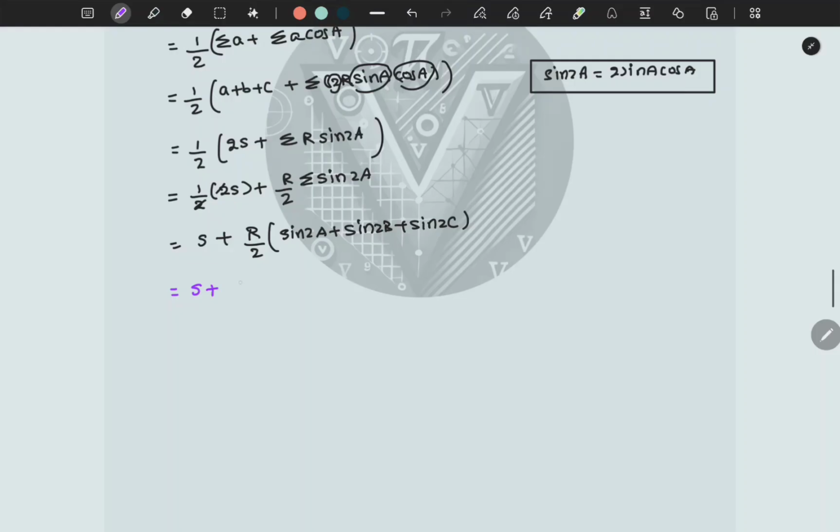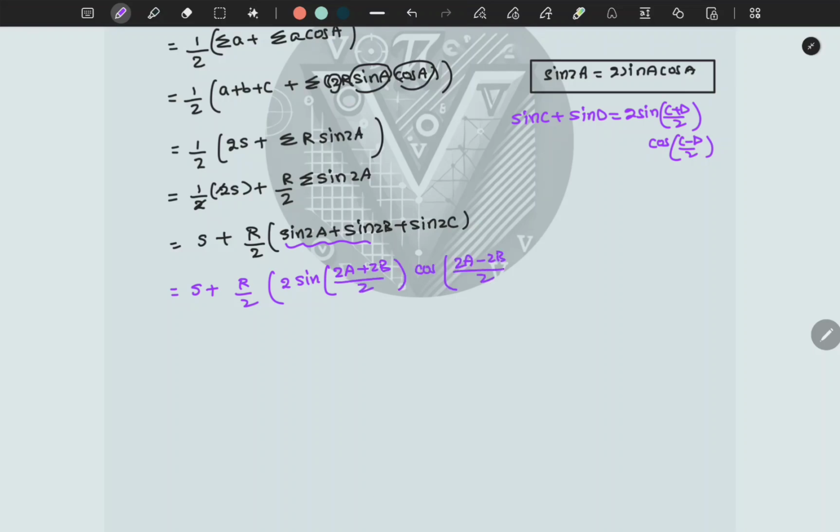Now we can write this as (s plus r) by 2. Now sin c plus sin d, let me write it here. Sin c plus sin d is equal to 2 sin((c plus d) by 2) into cos((c minus d) by 2). With respect to that, we can write this as 2 sin((c plus d) divided by 2) into cos((c minus d) divided by 2). Now we'll write sin 2c as 2 sin c cos c.